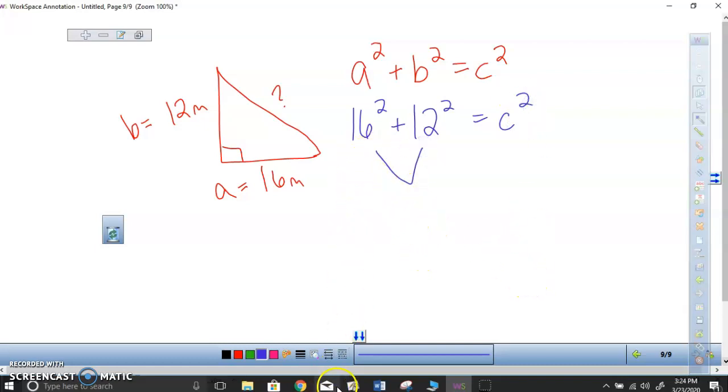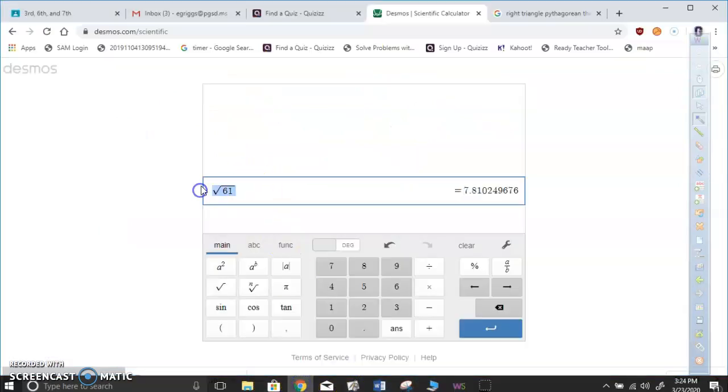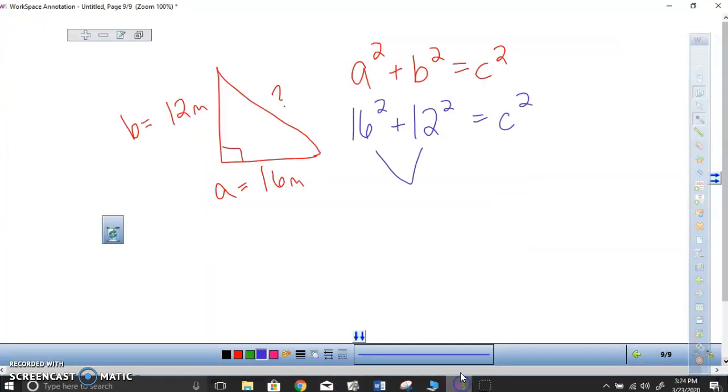Well, 16 squared, if I need to go to Desmos, this is how you do 16 squared. You put 16, it is squared, 256. So I go back here, so that's 256, plus 12 squared, you should know, 144. That gives me c squared. Use your calculator, go ahead and add these up. I know what this is. This is 400. That equals c squared.